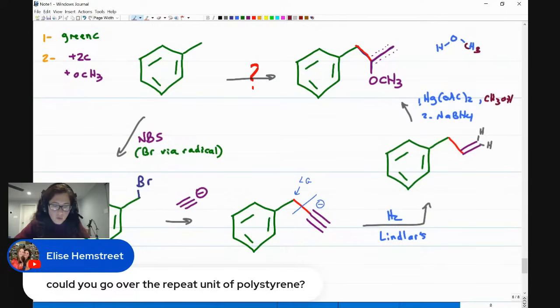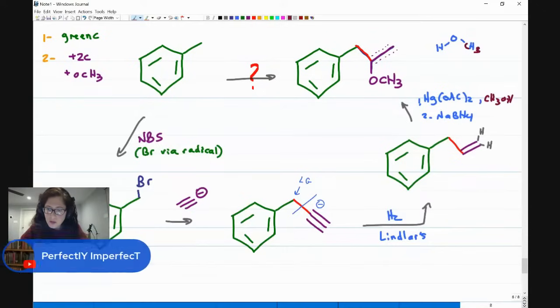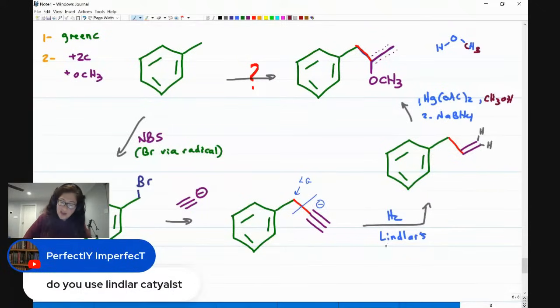Can you go over the repeat unit? Okay, we're not going to do, I forgot the name, polymerization reactions. We're not going to do that today. For this one, I used the Lindlar's catalyst. I could have easily used dissolving metal reduction as well.